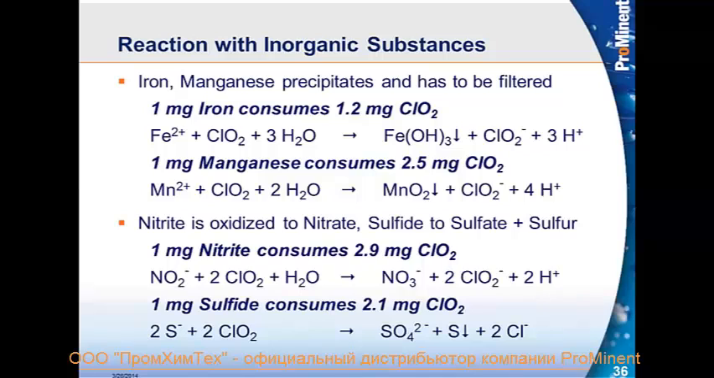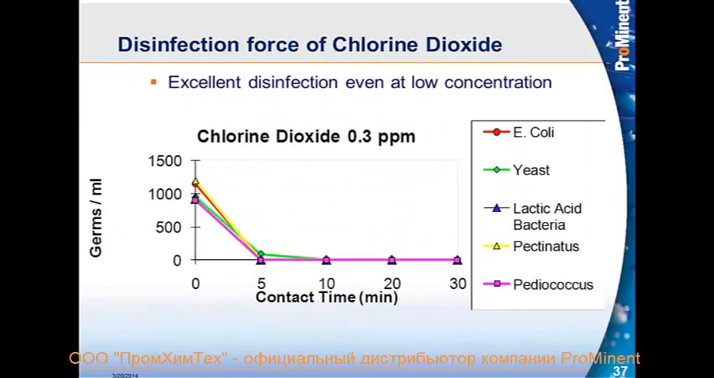You can see from this slide that 1 milligram of iron consumes 1.2 milligrams of chlorine dioxide, where manganese actually consumes 2.5 milligrams of chlorine dioxide. And one thing you don't want to do is undersize your unit, so these have to be taken into consideration when sizing up a chlorine dioxide generator.